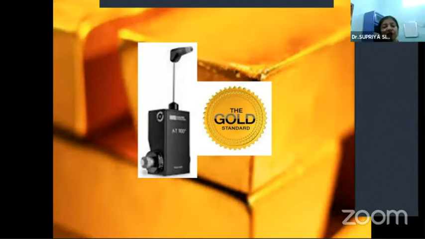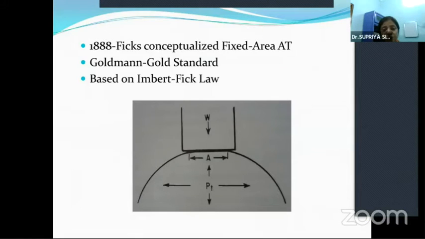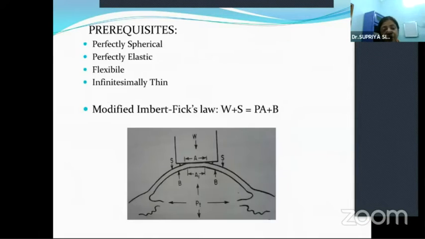Okay. Measurement of intraocular pressure is an indispensable part of glaucoma diagnosis and management. Despite the availability of different types of tonometer, Goldmann applanation still remains the gold standard. It is based on the Imbert-Fick law, which was later modified to accommodate for corneal stiffness and surface tension.